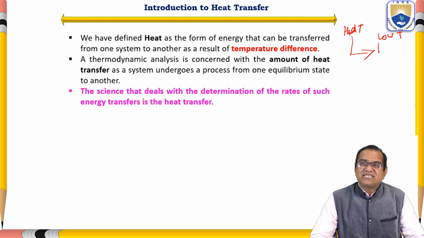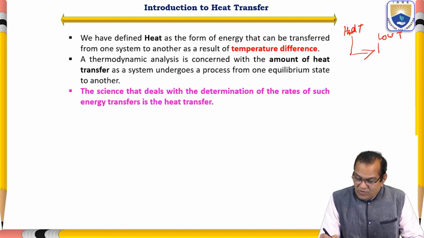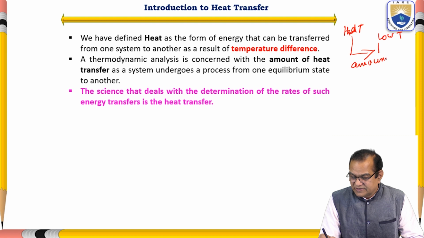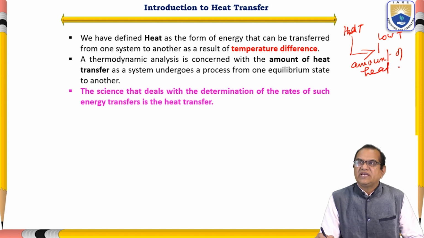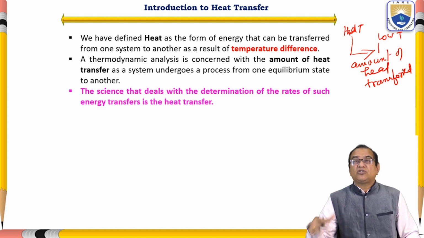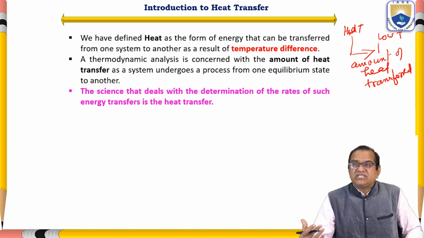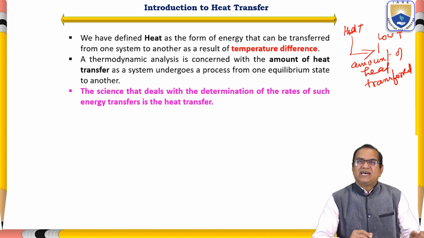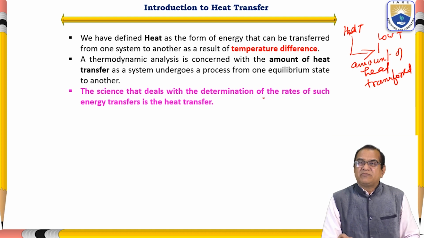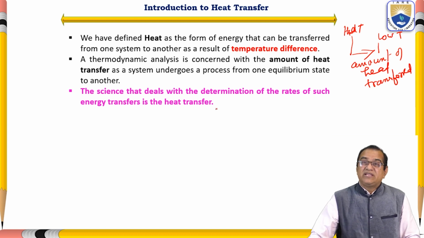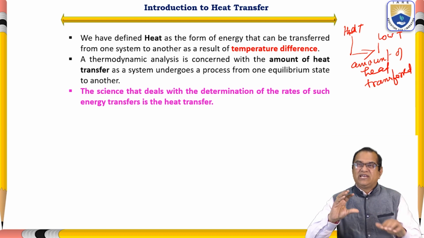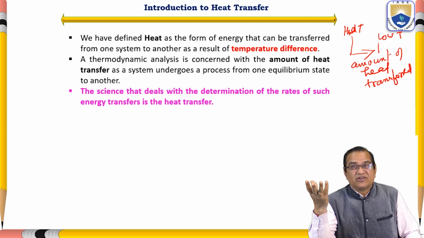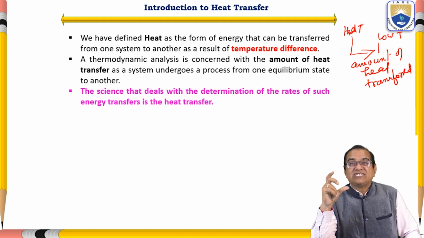A thermodynamic analysis is concerned with the amount of heat transfer. So how much amount of heat is transferred? That is very much essential to find out, how much heat is to be transferred until it reaches the equilibrium state. The science that deals with the determination of rates of such energy transfer is heat transfer. So in this we will be discussing the rates, how much is transferred per unit time from one point to another point, which is called heat transfer.